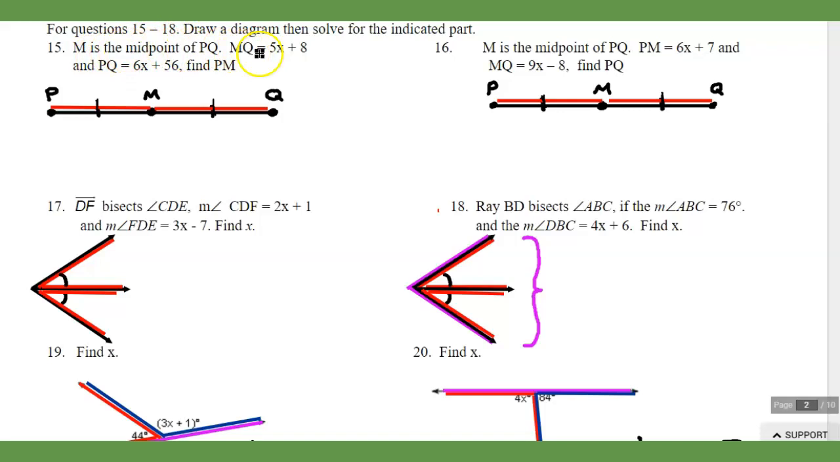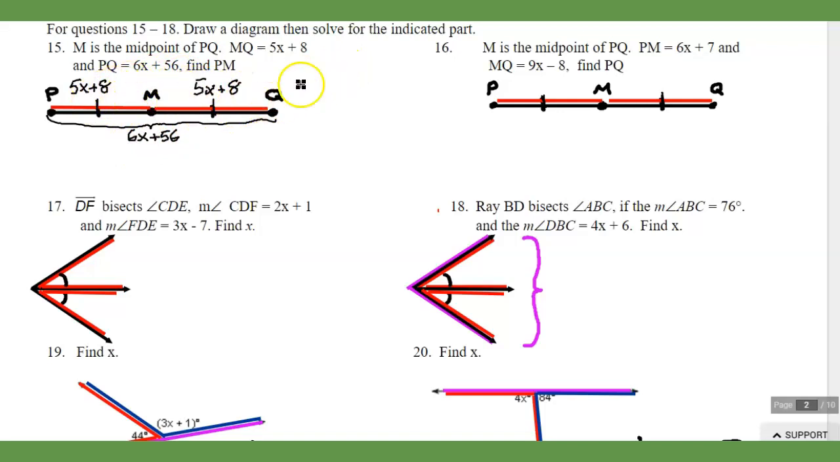Right? So MQ right here is 5x plus 8. And we know the entire segment here to here is 6x plus 56. Okay? So like before, the two smaller pieces add up to the big piece. Now these are both the same color because they are midpoints, which means these are identical. It doesn't tell us what PM equals because it's the same. Right? So works just the same. These two add up to the big.